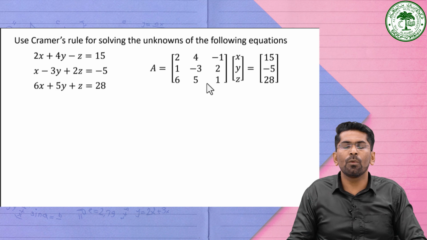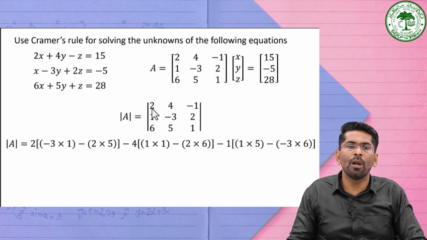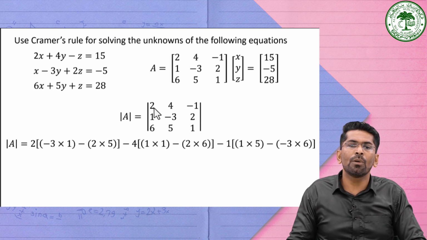So as the first step, we are going to find the determinant value of the given matrix A. We are going to take the first element, that is 2, and then cross out the first row and the first column. Then it will become 2 into minus 3 into 1 minus 2 into 5. Then minus the second element, that is 4, crossing the second column and the first row, into 1 into 1 minus 2 into 6. Then we have minus 1 here, so minus 1 into, crossing the first row and the third column, 1 into 5 minus 3 into 6.